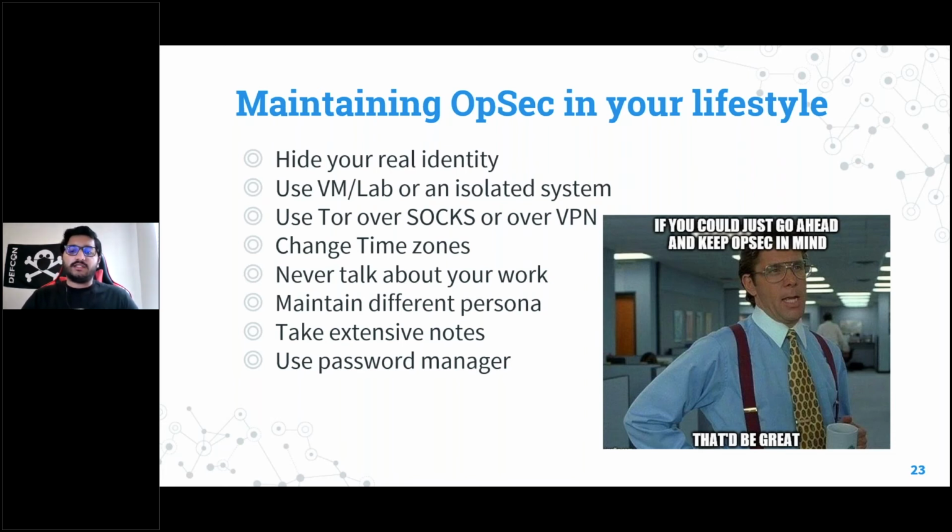So the main thing is using some kind of system that you don't have any personal information on. So using a VM or using a lab, so you use the lab just for that purpose. You don't have any personal information on that particular system. You use Tor over SOCKS, or also a SOCKS proxy doesn't support encryption, so most people use VPN over Tor. That's why your data is encrypted.